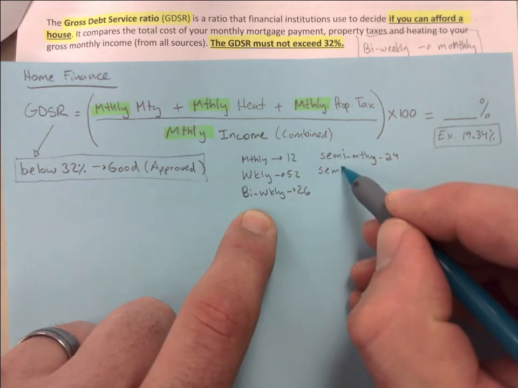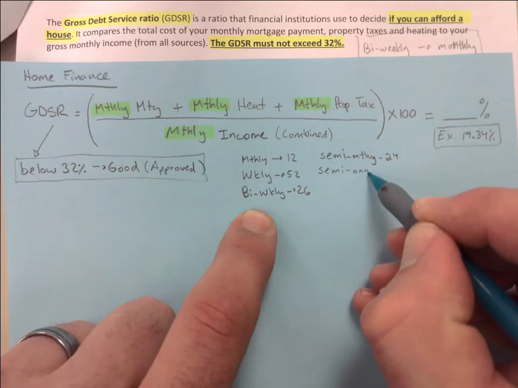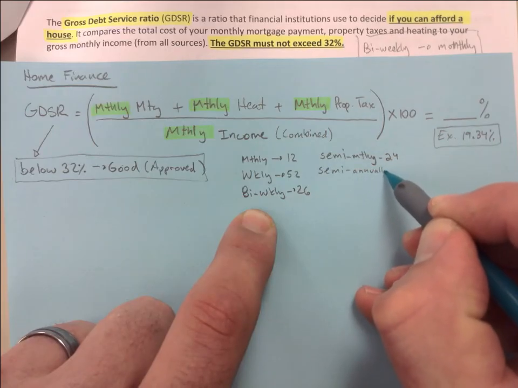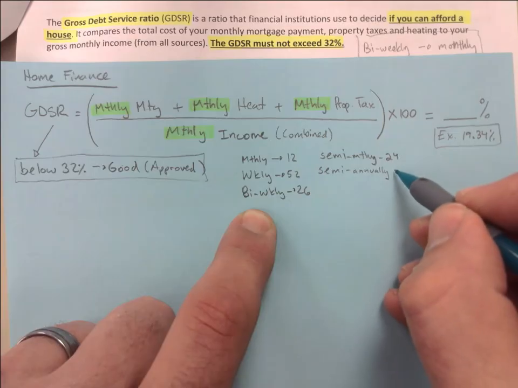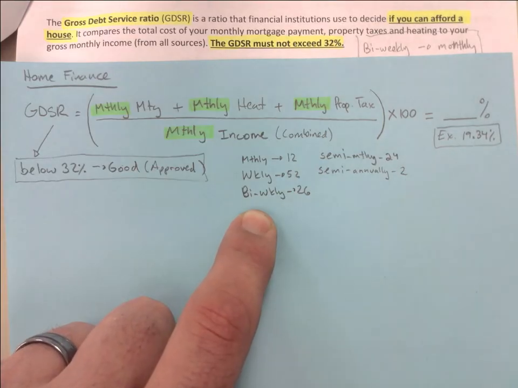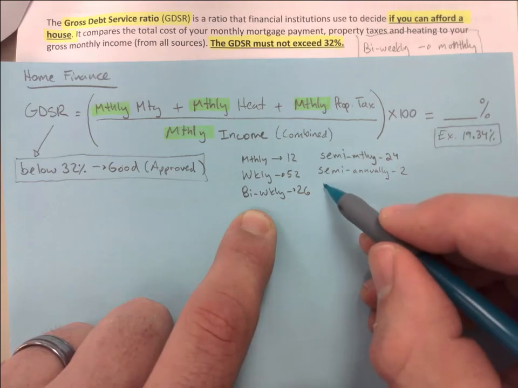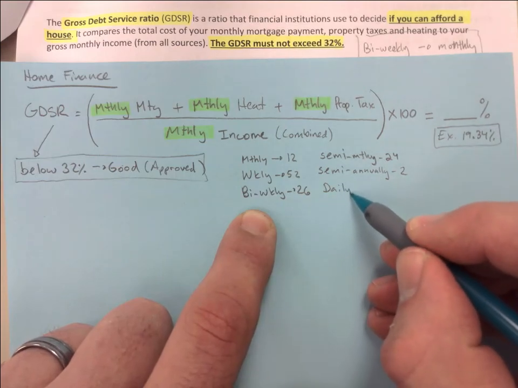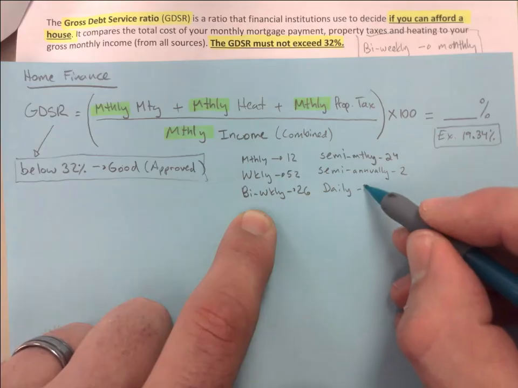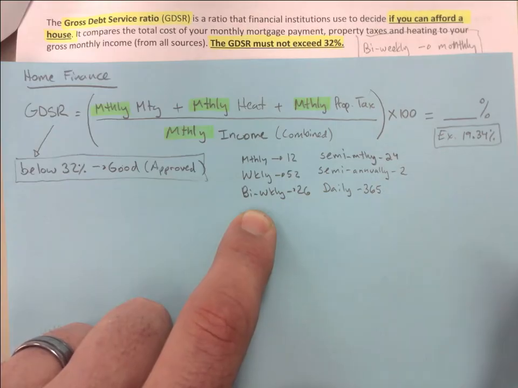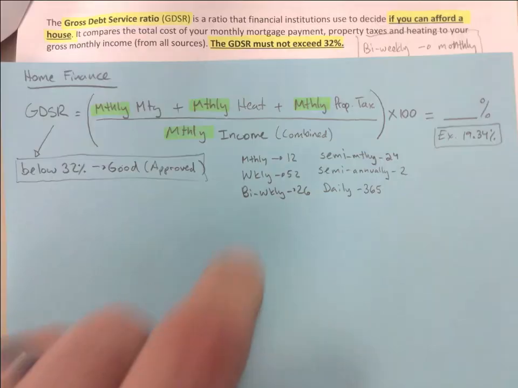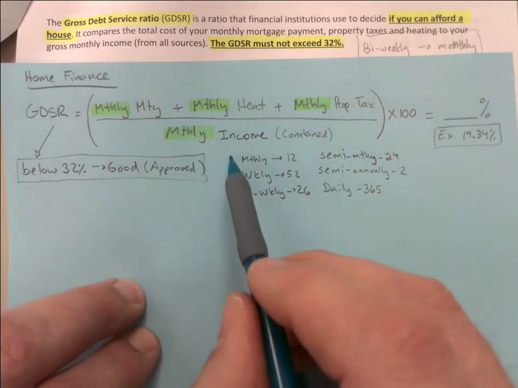Anybody know what semi-annually is? 2. I don't think they'll do a daily income, but we'll prove them wrong, like we are prepared. Okay. Why am I doing this?